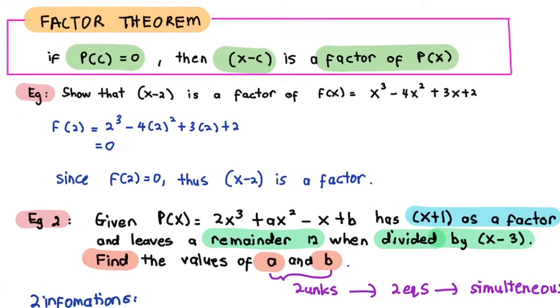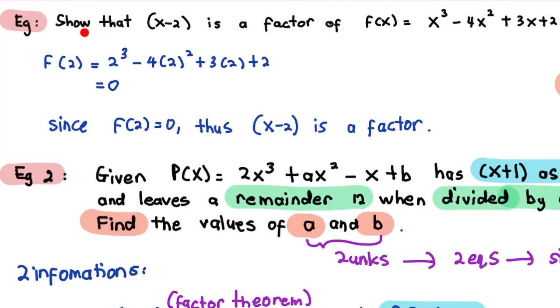Now we go to the factor theorem. This theorem is very powerful because it will tell us what are the factors of our polynomial. It will confirm whether it is a factor or not. It says that if p(c) is equal to 0, then x minus c is a factor of p(x).